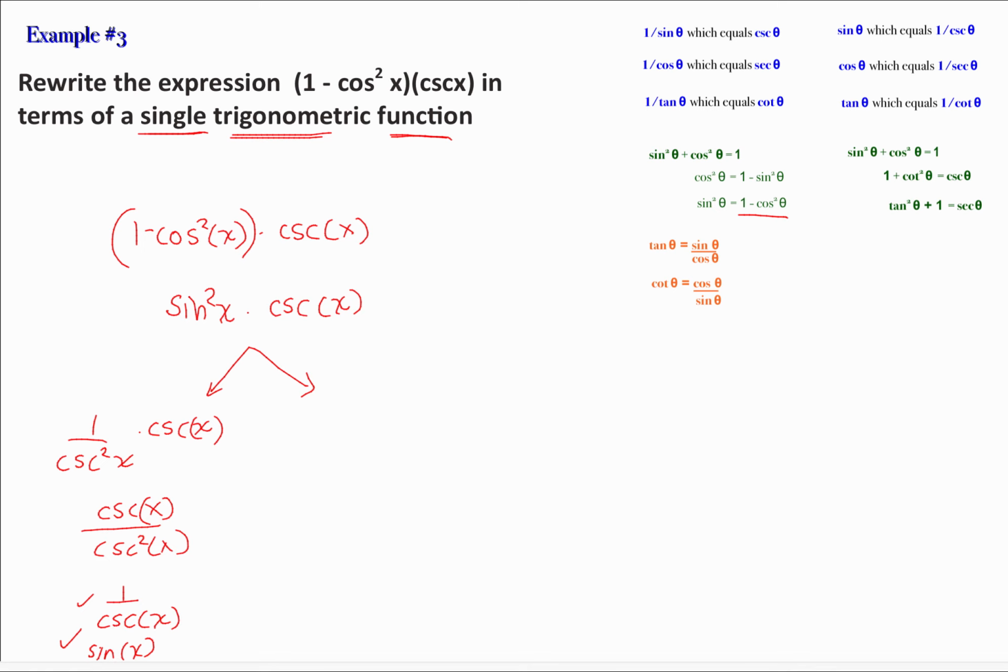Or some of you could have said, well, we're going to go this way, and we're going to take sine squared and keep it sine squared because we like our sines and cosines, and we're going to turn cosecant into 1 over sine, which gets us sine squared over sine when we multiply them together, which gets us sine, which again you could have kept at sine, or you could have turned into 1 over cosecant. Either way, we all end up in the same spot.